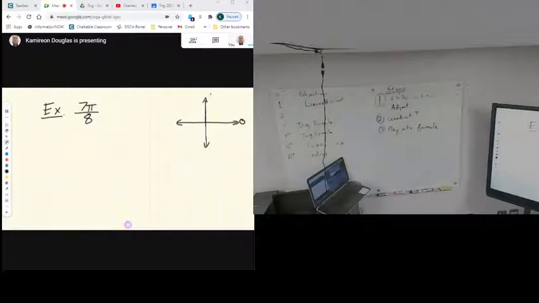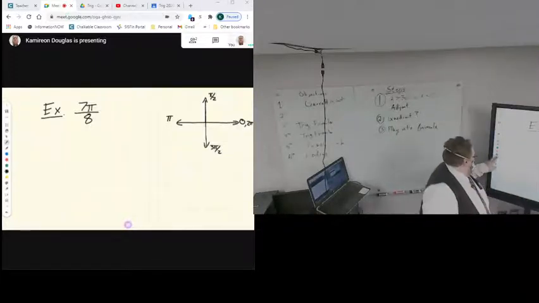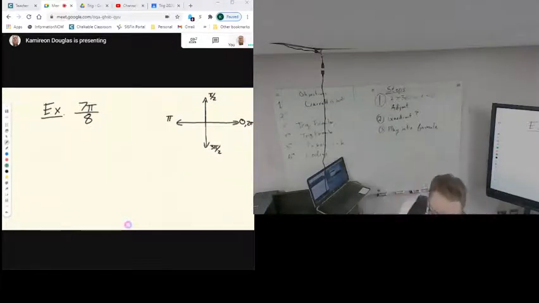0, pi over 2, pi, 3 pi over 2, 2 pi. Alright, question number 1. Is this bigger than 360, or in this case, 2 pi? Is it smaller than 0? No, we're good. We're in the grouping between 0 and 360, between 0 and 2 pi, so you don't have to do any big changes like that. So we'll skip step 1.